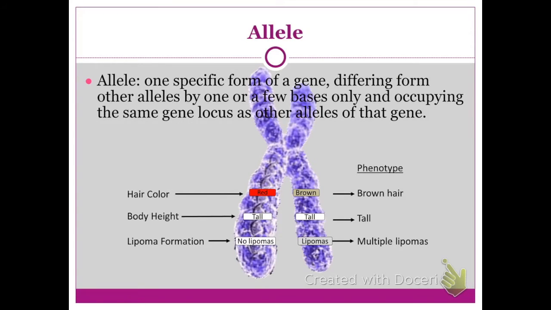So then an allele is one specific form of a gene. It differs from the other alleles, like I said, only by one or a few bases, and occupies the exact same gene locus as the other alleles of that gene. So a lot of genes have many different alleles or many variations within the alleles. For example, for body height, tall is kind of general, and there could be a lot of variations between what we might call quote-unquote short or tall. Even hair color, red versus brown, there's a lot of variation even between that. So hair color is always going to be on the same locus, and it does have a number of different alleles, a number of different variations that could be expressed.